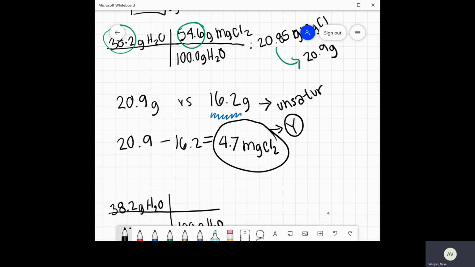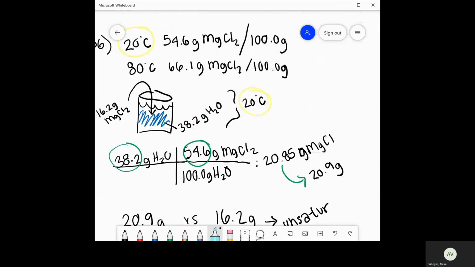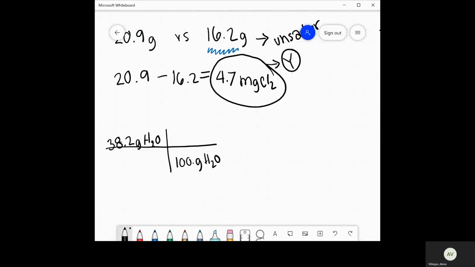going back up here, you're going to use this condition. So for every 100 grams of water, we're now going to use that 66.1 grams. And that's going to get us 25.25 or 25.3 grams of magnesium chloride.